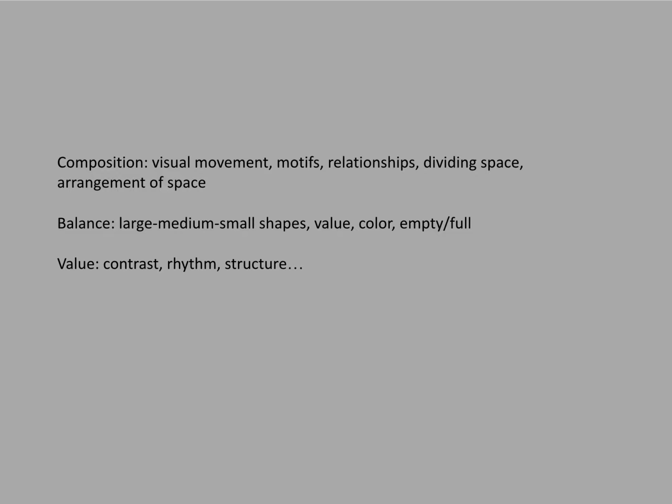visual motifs, visual movement, relationships, dividing up the space, how you arrange it. I'd recommend thinking about balance in terms of, do you have large shapes, medium-sized shapes, and small shapes? Is there a balance of values? And that balance could be a full tonal range, or it could be a narrower value range. Is there a balance of color in terms of cool and warm, or a balance of saturations? Is there a balance in terms of just how much you fill the space with content versus leaving empty space or solid spaces without much information?